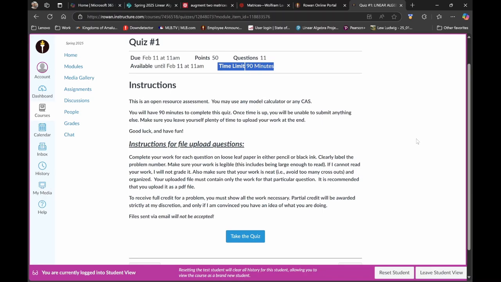Before you start the quiz, I would recommend that, of course, you take care of any business you have to before opening it. Timer starts as soon as you hit take the quiz. Also, make sure that you're in a location with a stable internet connection. Because if your connection drops, you're not going to be able to re-enter the quiz.